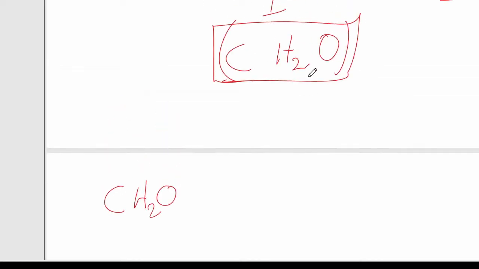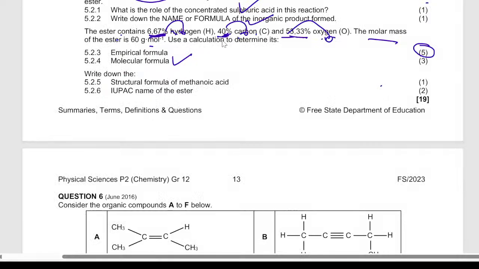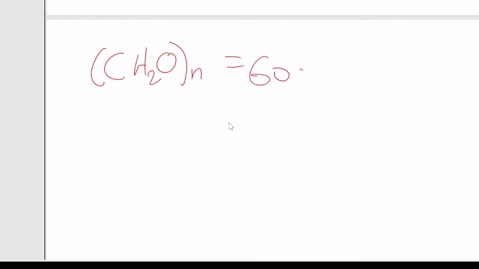CH2O. This is what we got. Let me equate it. It's equal to, what is the molecular formula? They say the molecular mass is 60. Is equal to 60. You understand? So I need to find out what is N.